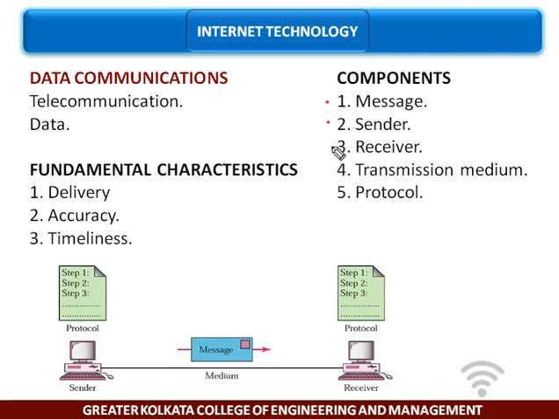And next is the receiver. The receiver is the device that receives the message. It can be a computer, workstation, telephone handset, television, and many types of receiver are there. Next one is the transmission medium.